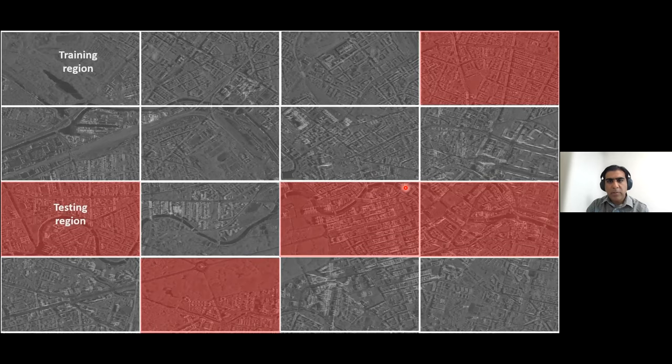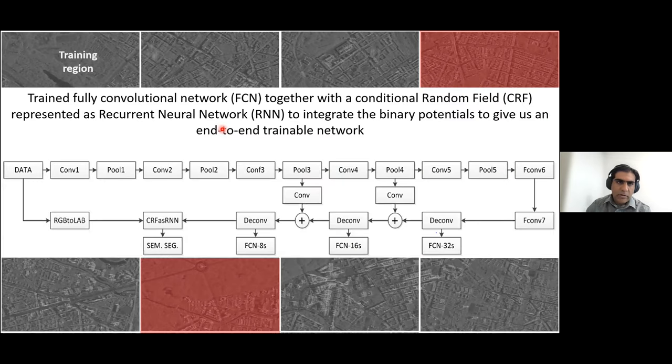The next step was that we used that to train a deep learning model. In this, we divided the whole region into 16 patches, where we used 5 for testing and 11 patches for training. We trained a fully convolutional neural network, CRF and RNN, to get an end-to-end trainable network like this. The architecture is quite familiar. We use this to train and predict the building pixels, basically.